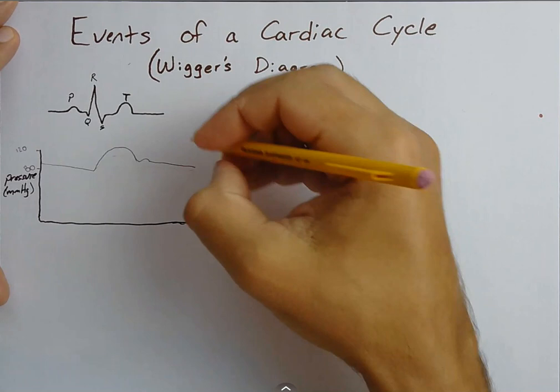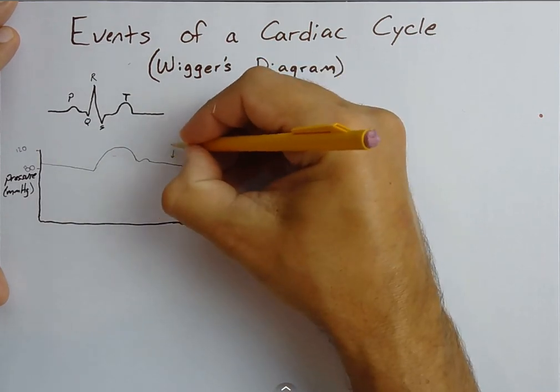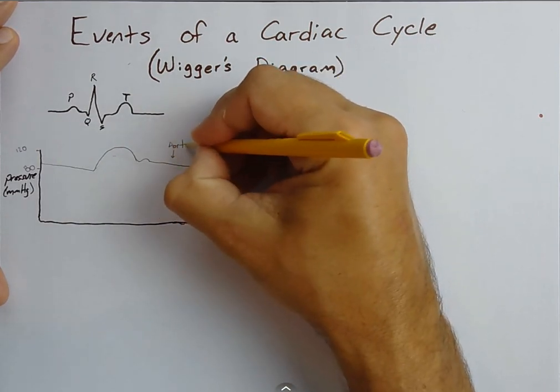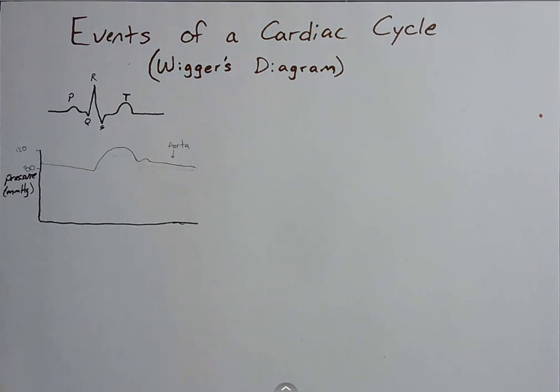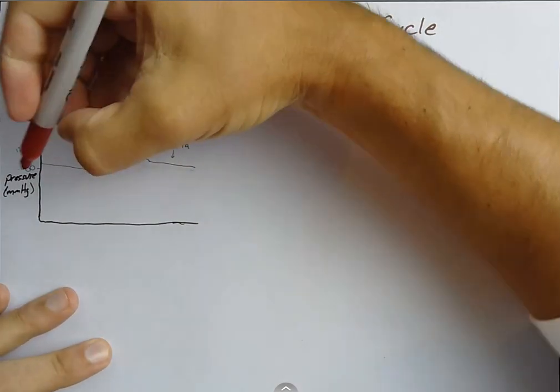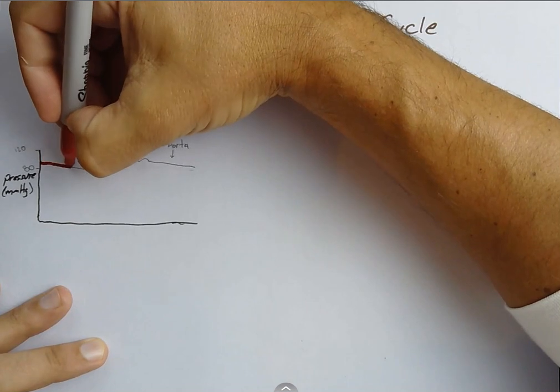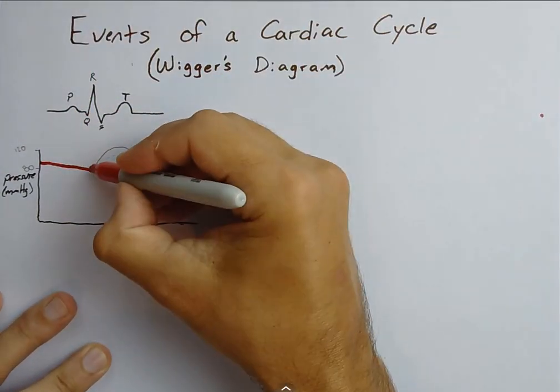So this is what's happening with the aorta. We're going to label this red because it's easier that way to see and color code what's happening.